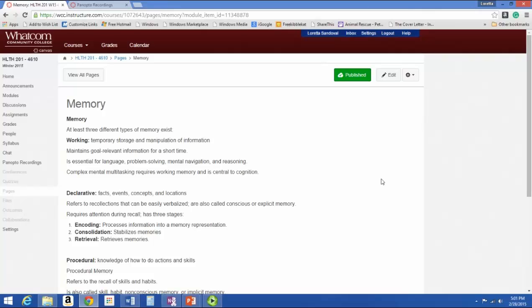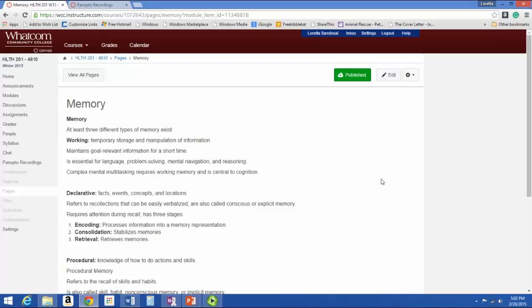So working memory is important, or it's essential for language, problem solving, mental navigation, and reasoning. Complex multitasking requires working memory, and it's central to cognition. So we use this every single day. We've got to go around and do things and remember what just happened.